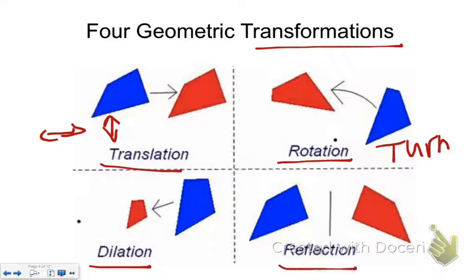And we have a reflection. A reflection is when an image is reflected over a line. So in this example, we're taking this blue trapezoid and flipping it over this vertical line. We can also do a horizontal reflection. So you can think of a reflection as a mirror image.